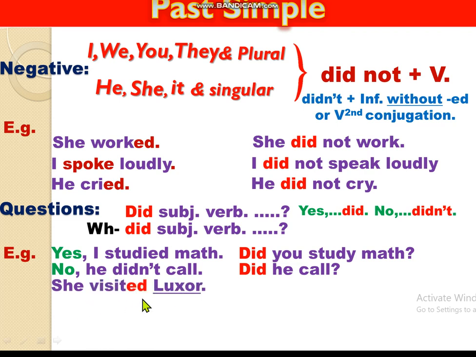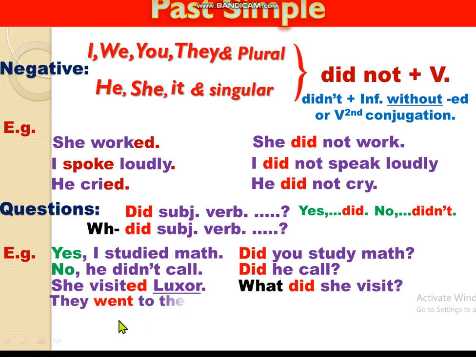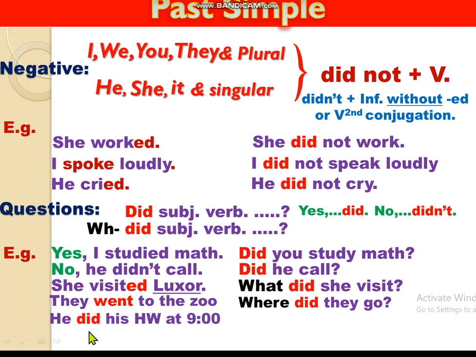She visited Luxor. The question here cannot start with did, because here there was yes or no to make a yes no question. But in this case, we remove Luxor and use what. What did she visit? She went to the zoo. Where did she go? He did his homework at 9. When did he do his homework?